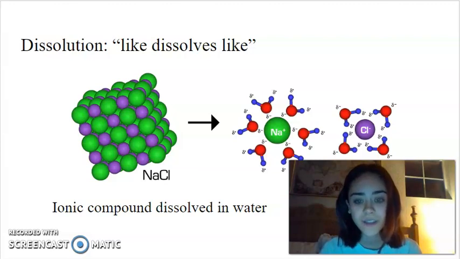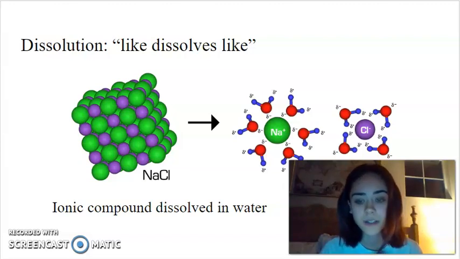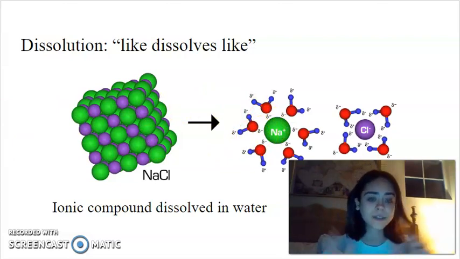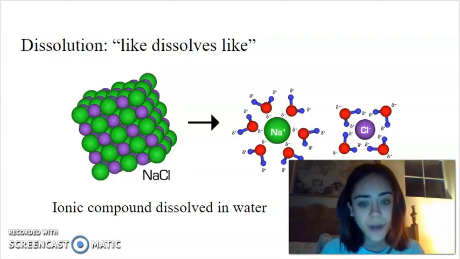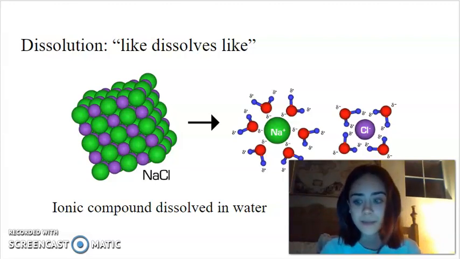So let's look right here. This is going to be our ionic compound dissolved in water. All ionic compounds are soluble in water to some extent, but some will not completely ionize. Some might ionize just a tiny bit, but still, all ionic compounds are soluble in water. Here, we know that water has a partial positive and a partial negative side. It goes towards the positive sodium ions with its negative side, and vice versa for the negatively charged chloride ions.